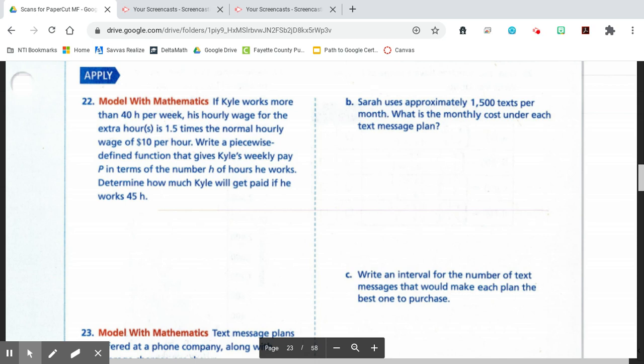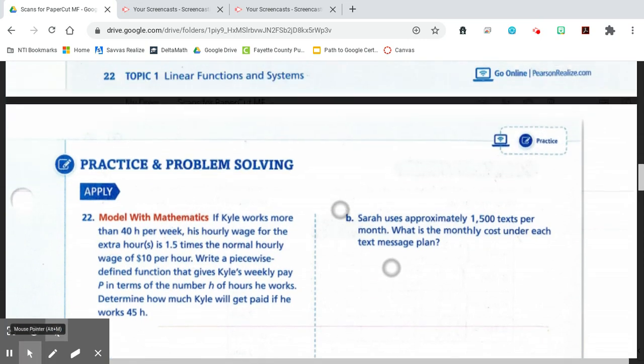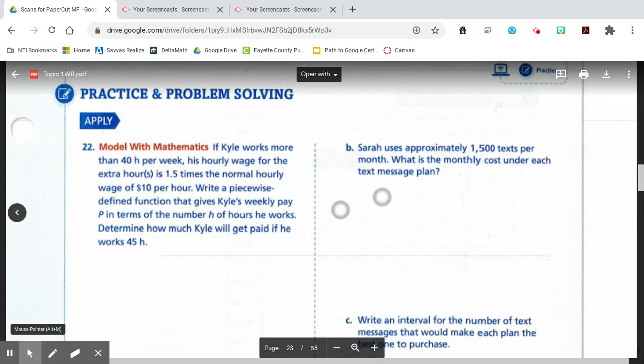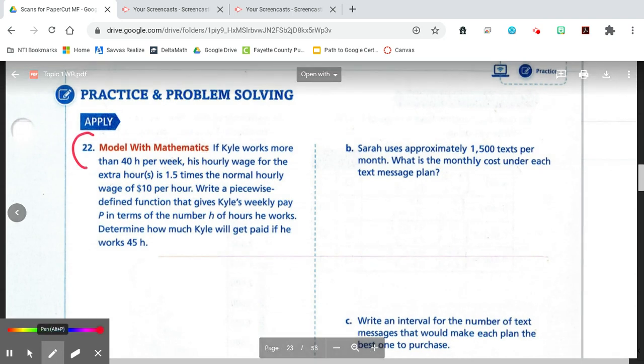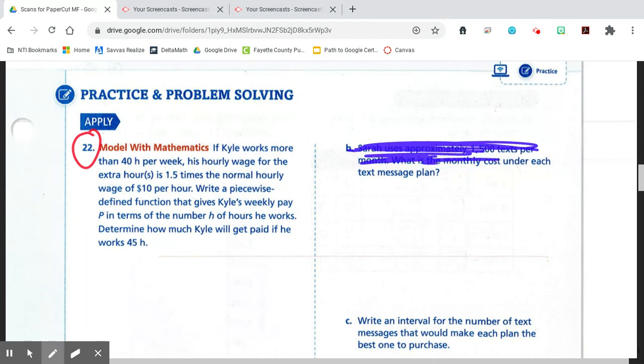Okay, so now we are going to do a word problem because piecewise functions are really practical for real life scenarios. So we are on page 23 in your workbook, and we're going to do problem number 22. We are not going to do this part right here, but we do need that space. So you can mark those parts out so that we can use that space to work out problem 22.